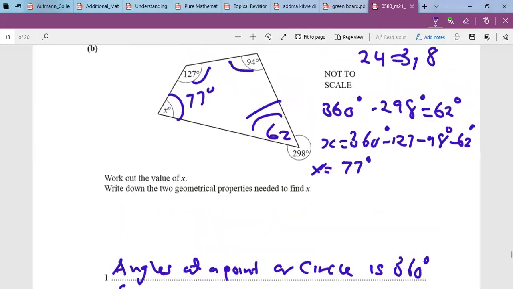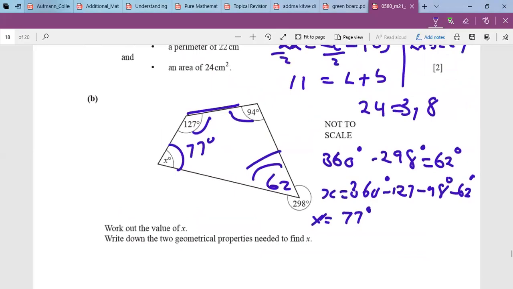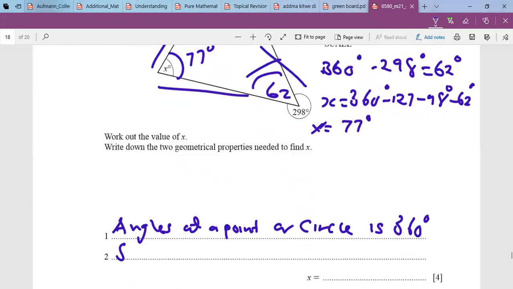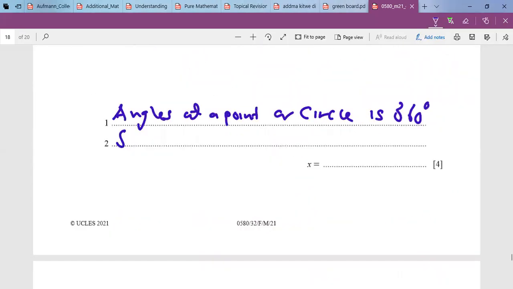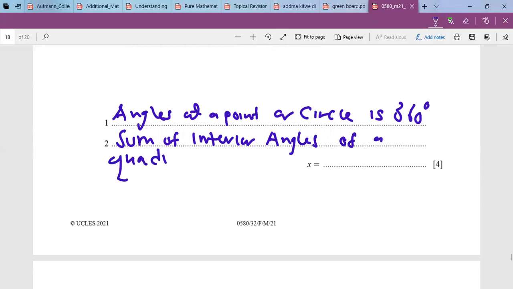for the quadrilateral. This has 1, 2, 3, 4 sides. So the sum of interior angles of a quadrilateral is 360 degrees. And here our answer was 77 degrees.